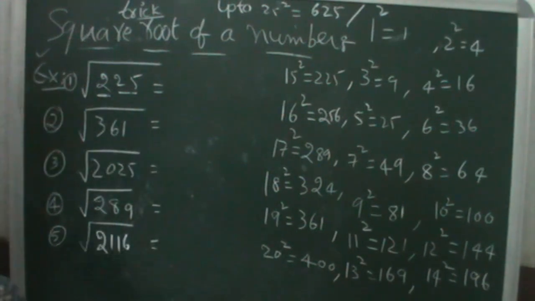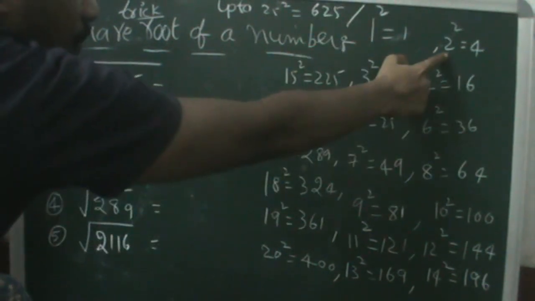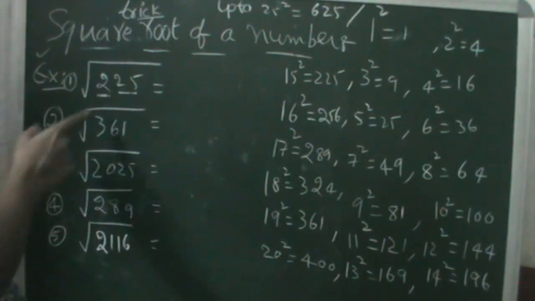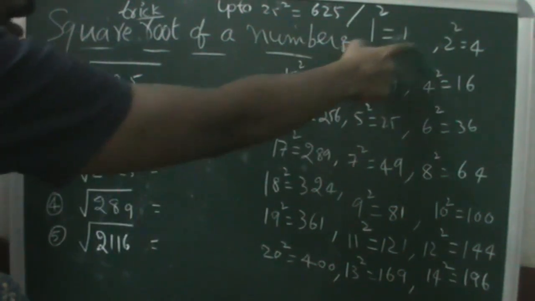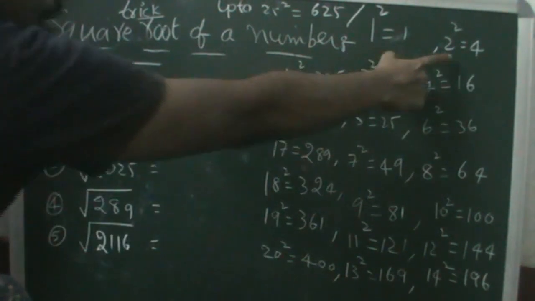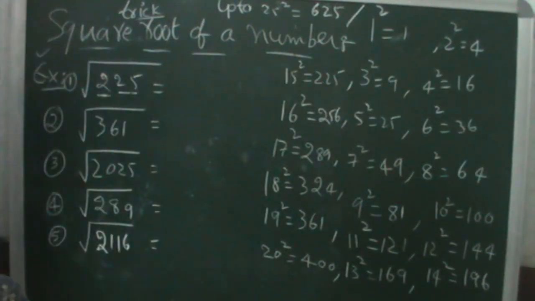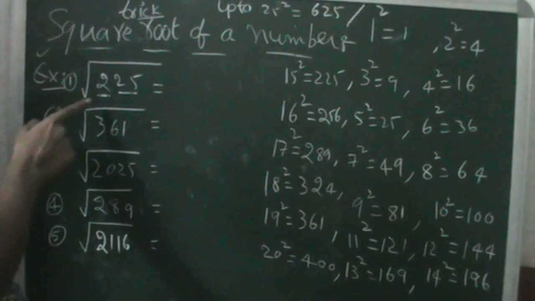What is the root of 2? 1 squared is 1, and 2 squared is 4. If I consider 1 squared, I get 1 approximately, but if I consider 2 squared, I get 4, which is more than 2. There is no 4 here, so instead I take 1 squared. So the approximate root of that 2 is 1.